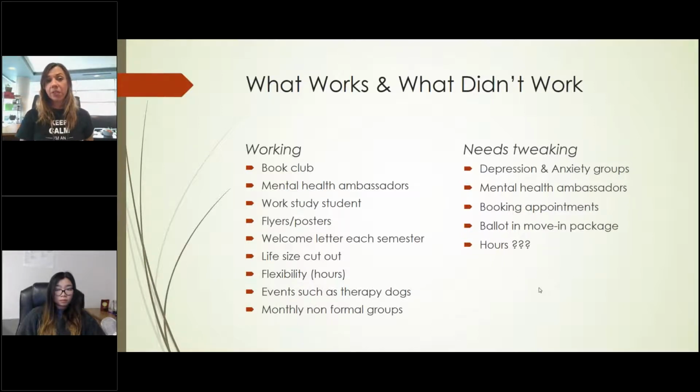Welcome letter each semester. These are things that I've started to develop through the years where I was like, how can I get more students in to see me? How can I reach more students? It's easy to reach the students that are willing to come for help. What we really need to focus on is how do we fill those gaps? How do we fill the gaps of the students who are isolated? How do we support the students that don't want to come to events? How do we reach them? That is about getting creative.